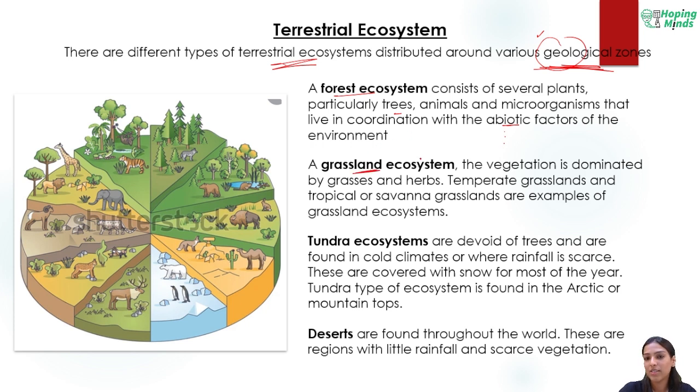A grassland ecosystem is a vegetation dominated by grasses and herbs. An example could be the savanna grasslands, and of a forest could be, well, name a forest for me. Tundra, where we find ice. Another type is the taiga. Here we find permafrost. And then we have deserts. So these are the different types of ecosystems we have on the land.